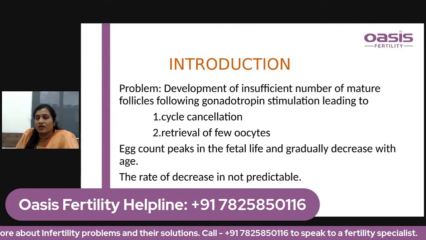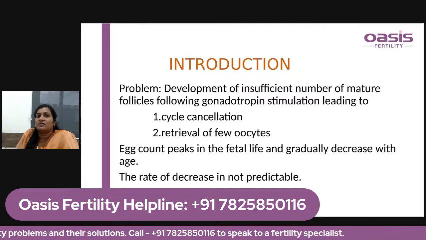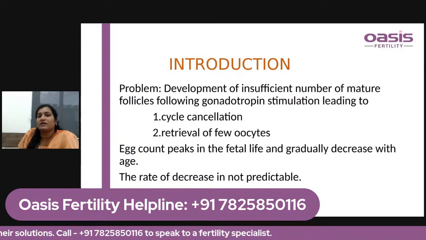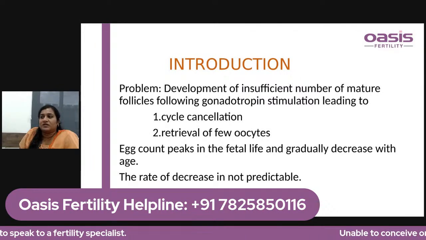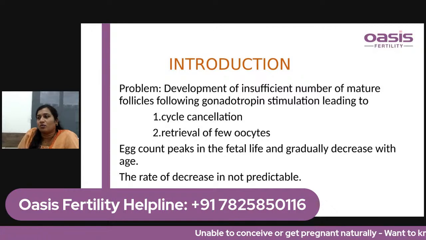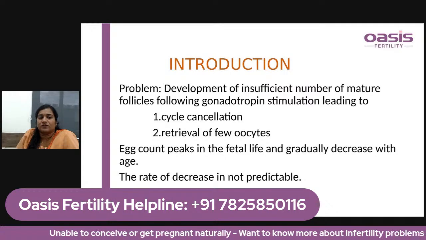what is called low egg count or poor ovarian reserve, or the other spectrum, poor ovarian response. So when a person develops an insufficient number of follicles after giving injections, that is called gonadotropin stimulation, then it is called poor ovarian reserve.